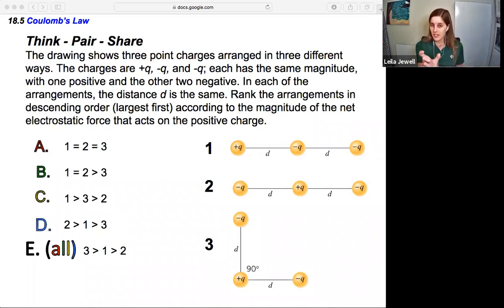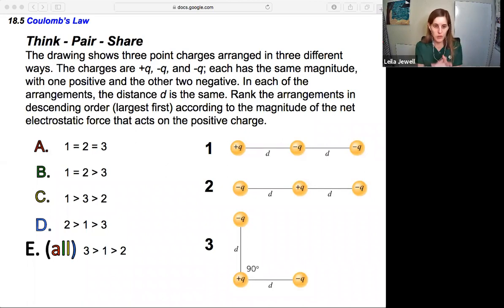Electrostatic is technically more correct in that the charges are not moving, which is primarily what we're going to focus on, certainly for this chapter. So you can just focus on electric force, electrostatic force, and not worry too much about that.